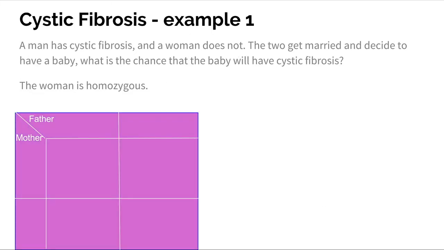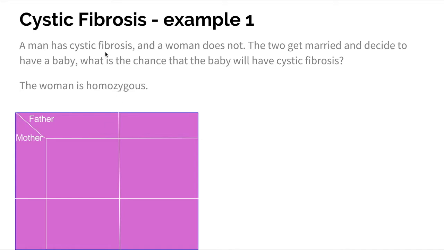So, cystic fibrosis. Now, the main difference between cystic fibrosis and polydactyly is cystic fibrosis is caused by a recessive allele. Remember that. So let's look at the example. A man has cystic fibrosis and a woman does not. The two get married and decide to have a baby. What is the chance that the baby will have cystic fibrosis? The woman is homozygous. So let's look at the father first.